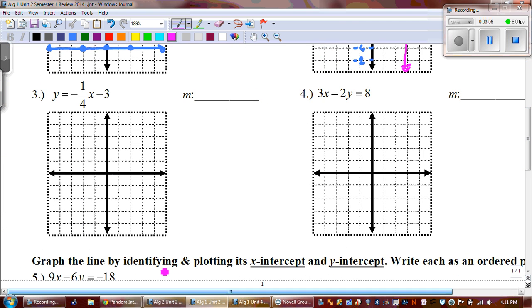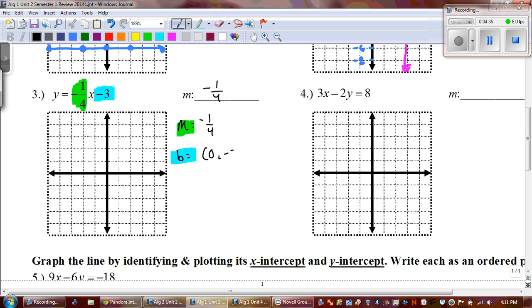All right, number 3. First off, we always want to know our equation, y equals -1/4 x minus 3. We always want to know what is our slope and what is our y-intercept. Well, our slope is right there. It's -1/4, which you can already write down as your answer.